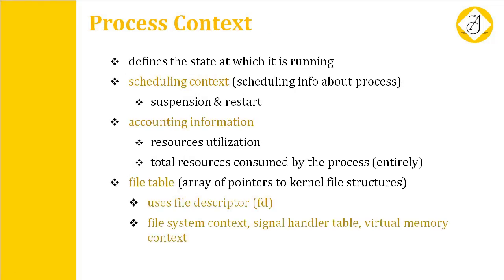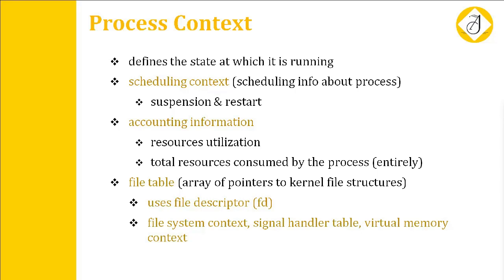The next one is the process context. So what do you mean by process context? The state of the running program at any point in time is called the context. So context switching, you know the context switching. Whenever a program wants to access the hardware, then the context switch takes place. The user mode will be switched to the kernel mode. Thus, the scheduling context is the most important part of the process context. It is the information that the scheduler needs to suspend and restart the process.